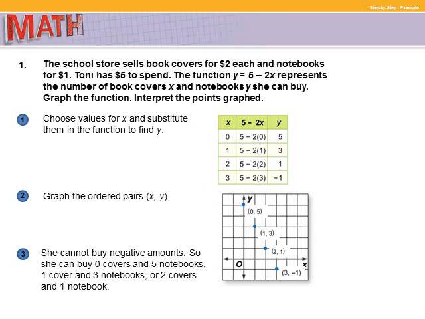But don't forget, we can't buy negative amounts. So she can buy 0 covers and 5 notebooks, or 1 cover and 3 notebooks, or 2 covers and 1 notebook. But for 3 and negative 1, this is a negative value that can't happen.